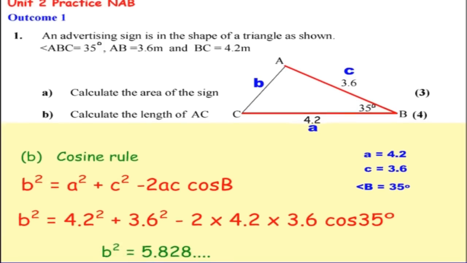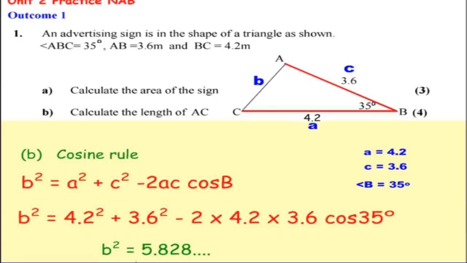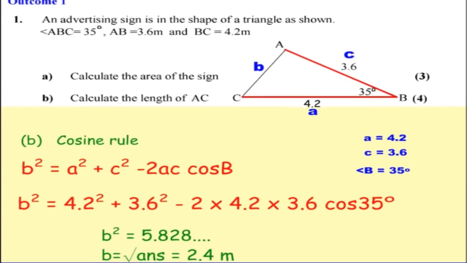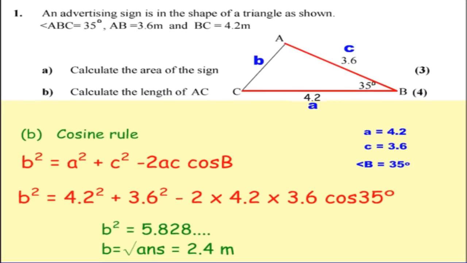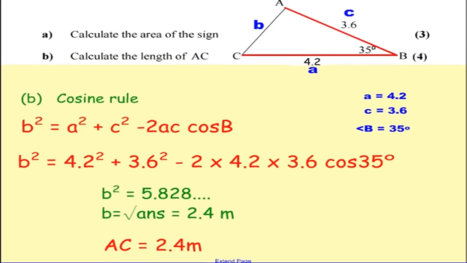When we fit this into the calculator, we get that b squared is equal to 5.828. So that b is equal to the square root of this answer. b is equal to 2.4 meters. b, which is AC, is 2.4 meters.